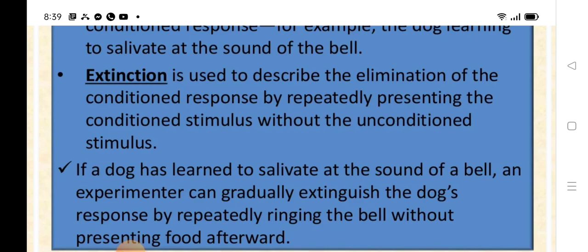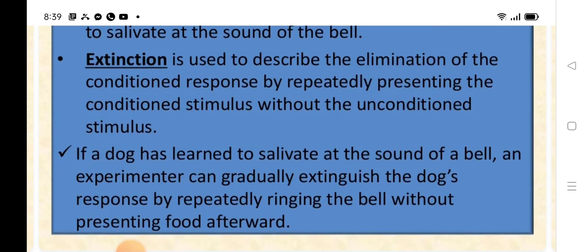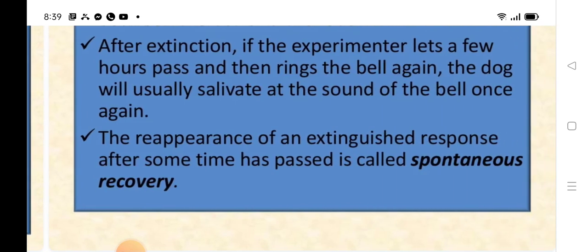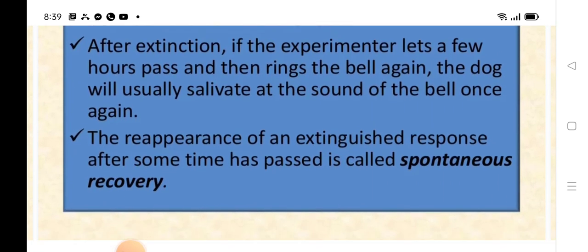And I want to train my dog, or in the experiment, gradually extinguish the dog's response, to eliminate this false response by repeatedly ringing the bell without presenting food afterward. So my dog will do what? He will get rid of this salivation or this habit.